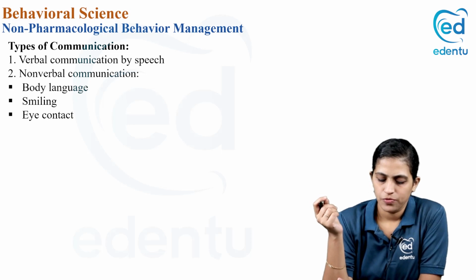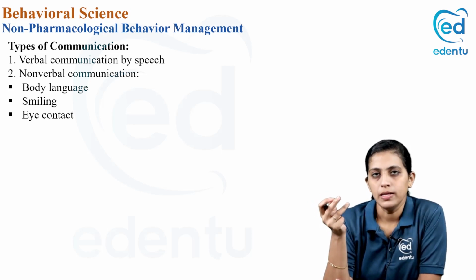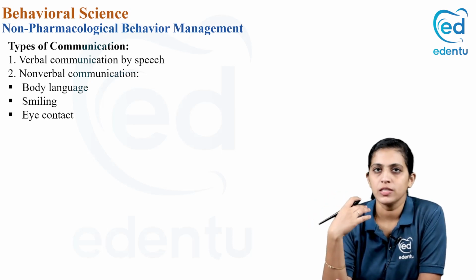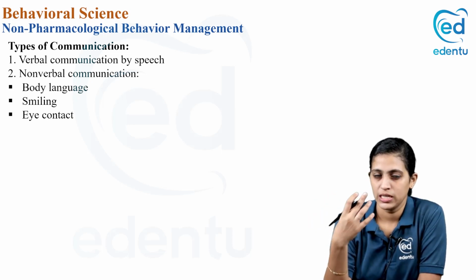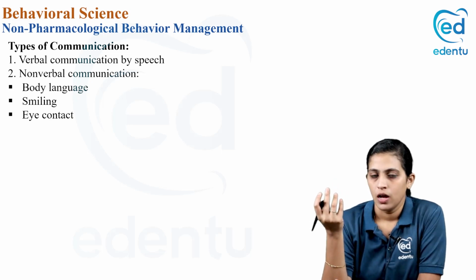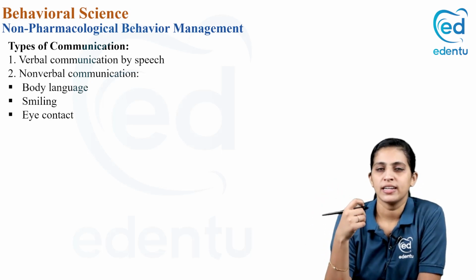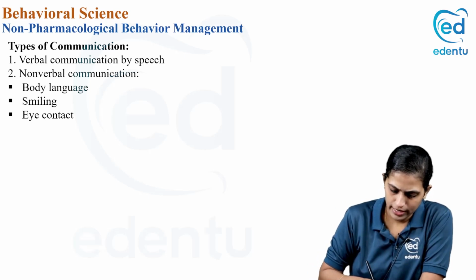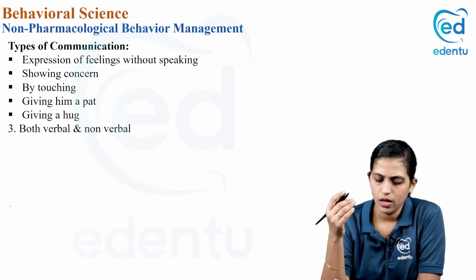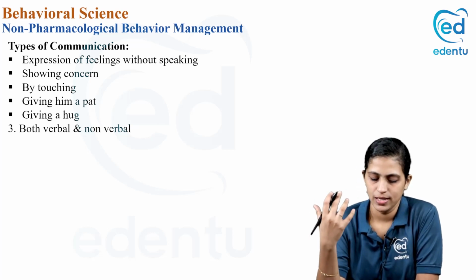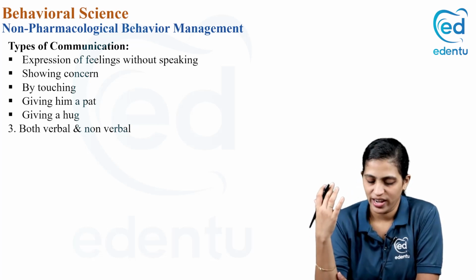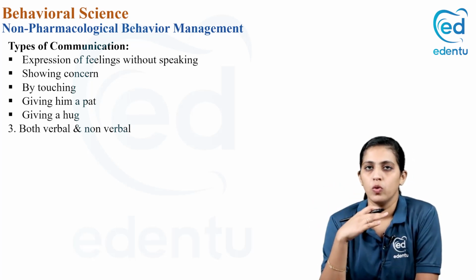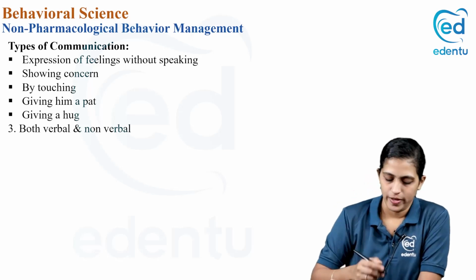So now the types of communication. The first is verbal, second non-verbal, and the third both verbal and non-verbal. So verbal communication is usually by speech, or basically by talking. Next is non-verbal communication. Under that comes body language, smiling, eye contact, facial expressions, showing concern, touching, patting the child, giving the child a hug. The third type of communication is both verbal and non-verbal put together.